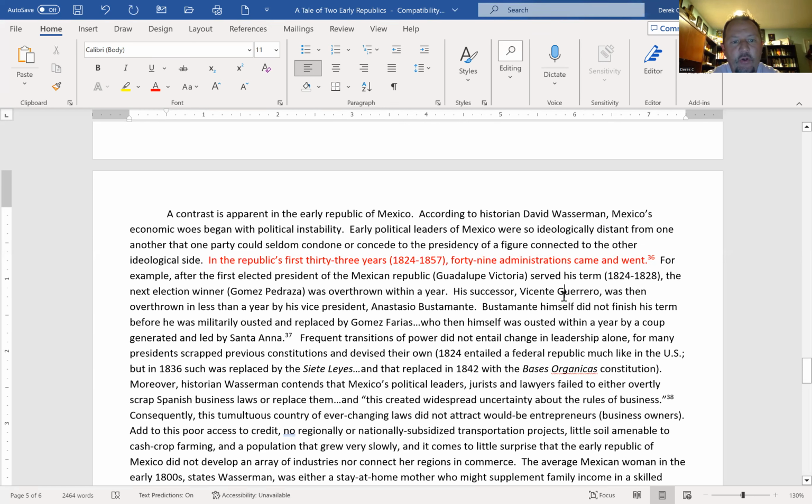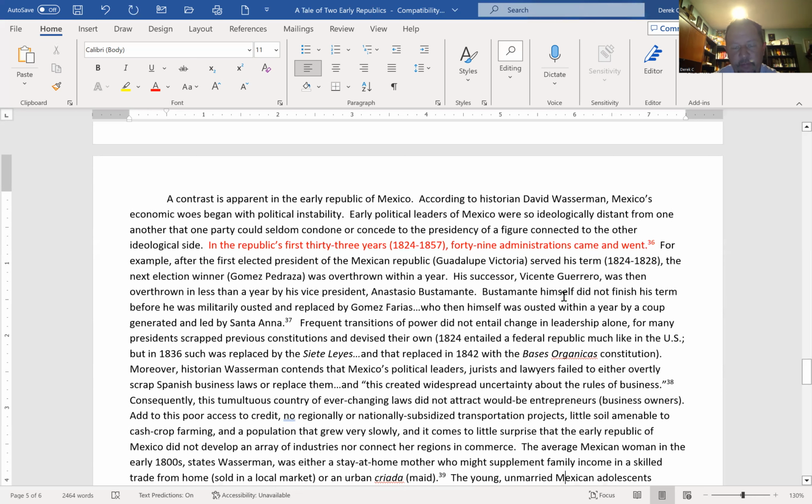The second president, Gomez Pedraza, was overthrown. The third president, Vicente Guerrero, was overthrown and executed. The next one was Bustamante. He was overthrown. The next one was Valentin Gomez Farias, and he was overthrown. Santa Anna put in a new constitution known as the Seven Laws. And then he put in an even more conservative constitution known as the Organic Bases. So Mexico was a bit of a mess.